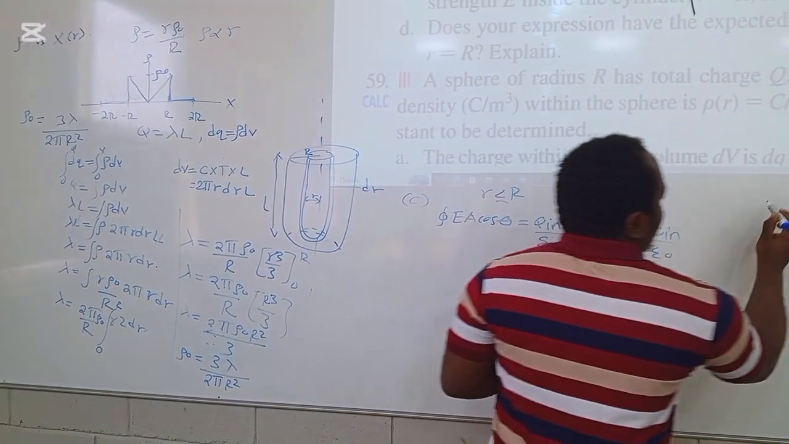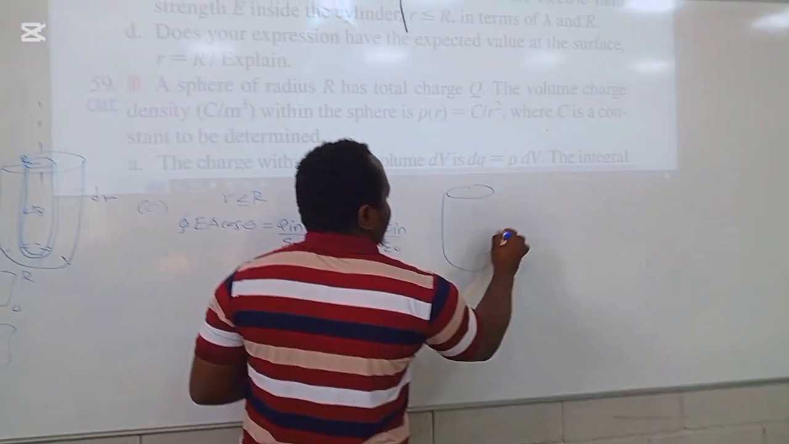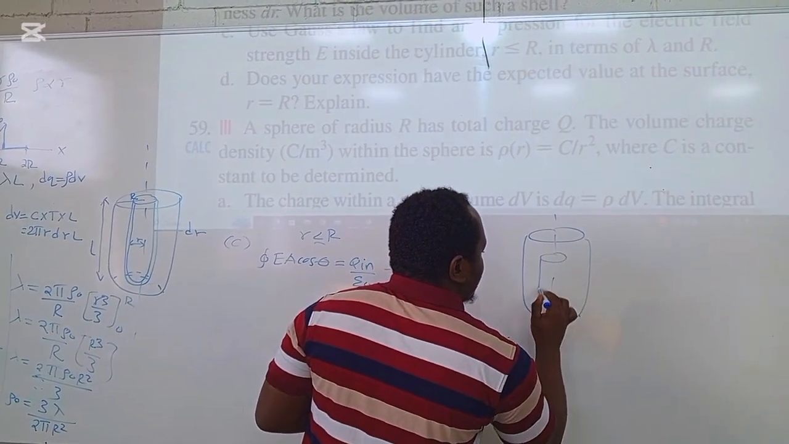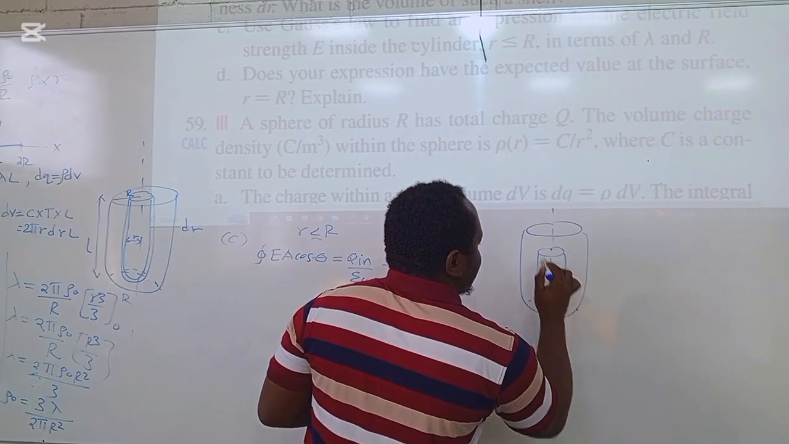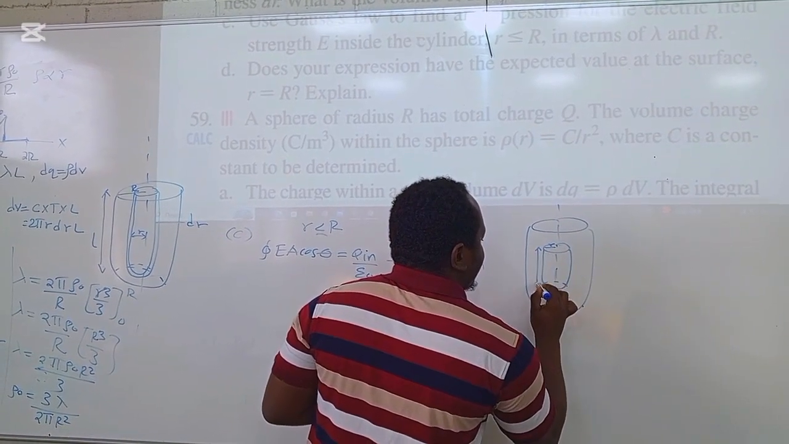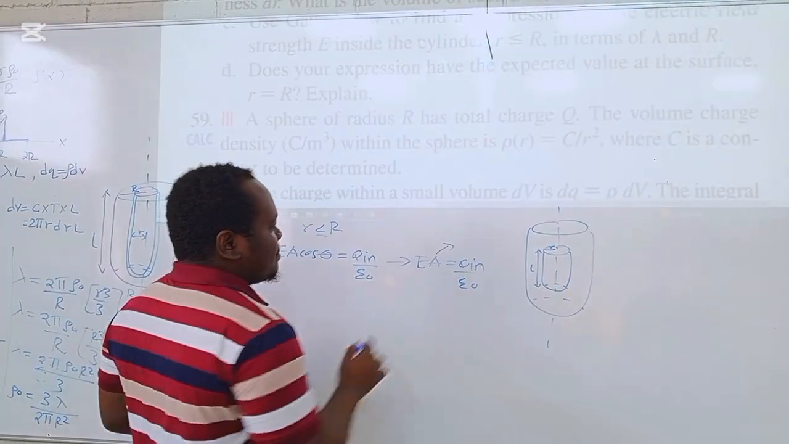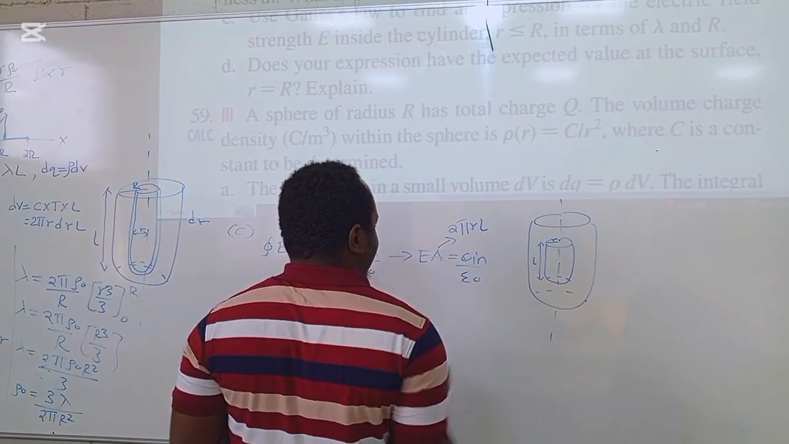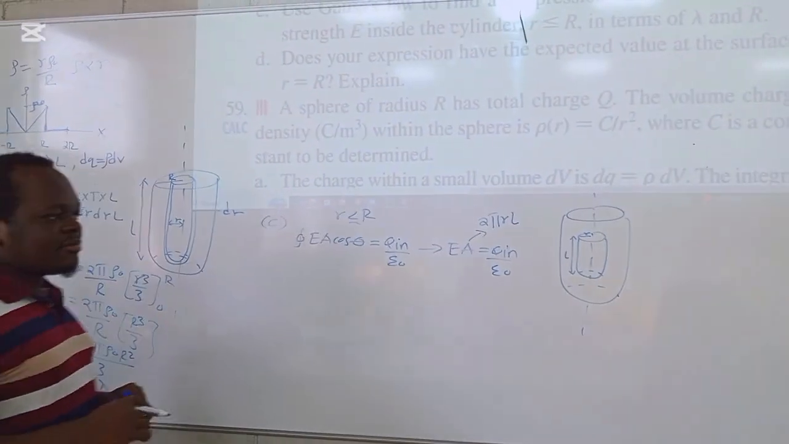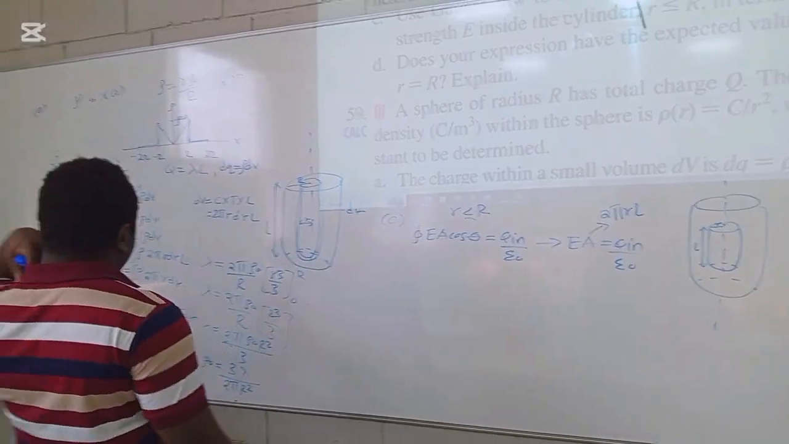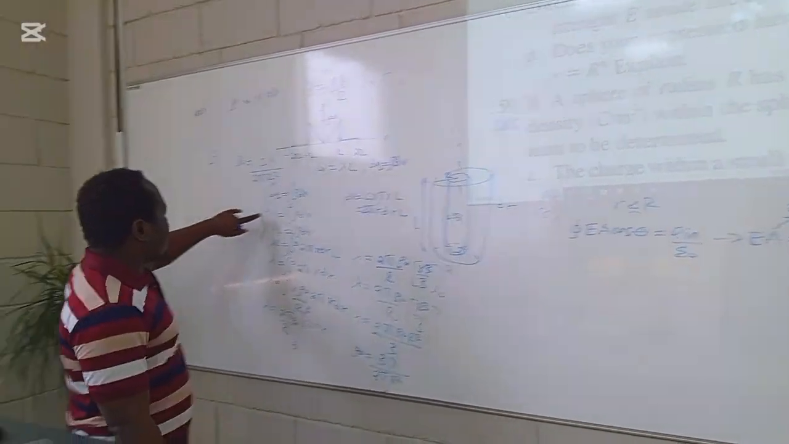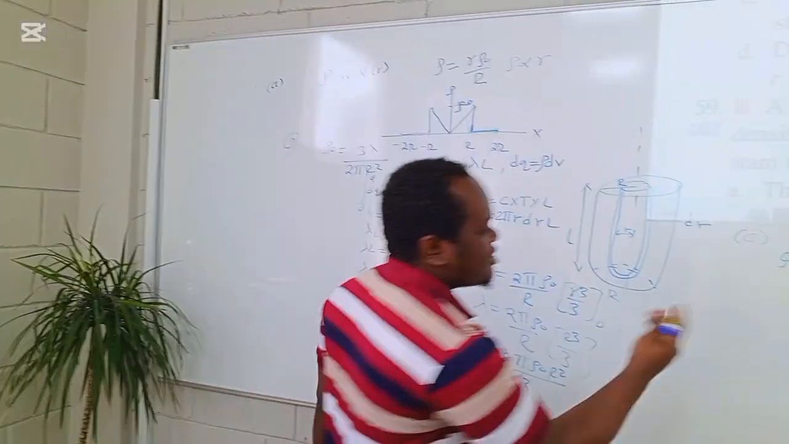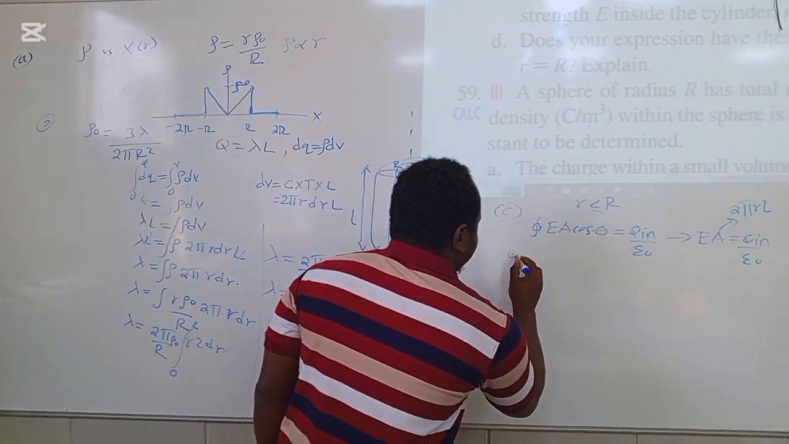Before that, we need to assume we have been given a certain cylinder. Let's draw a Gaussian surface. The Gaussian surface has radius small r, and its length is small l. So the area will be equal to 2 pi r l. What is Q in? This is the interesting part. To get Q in, let's revise what we did when integrating earlier.